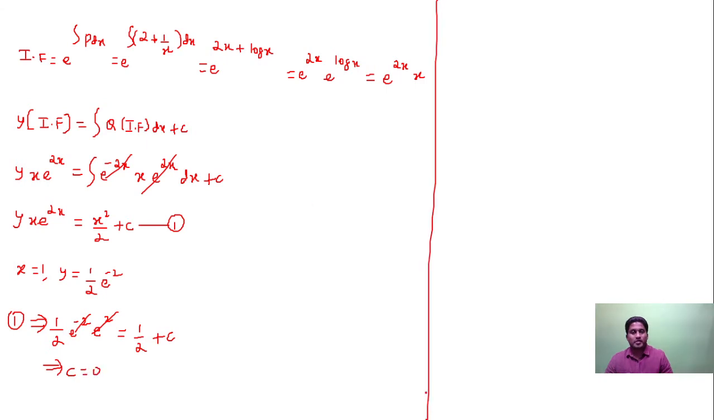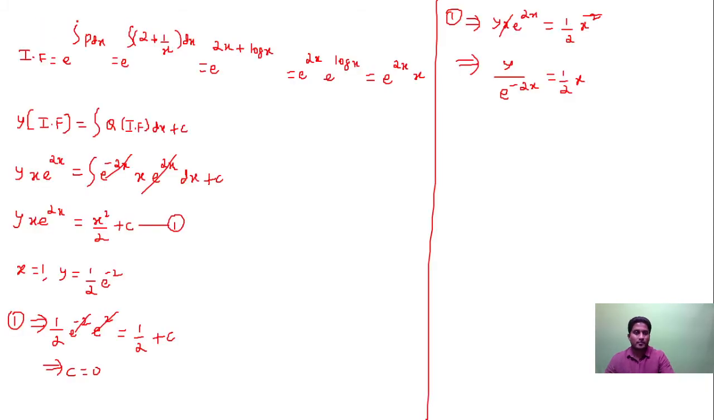Substitute the value of c in equation 1. So equation 1 becomes y x into e to the power of 2x is equal to 1 upon 2 into x square. So this x will cancel with the square. I can write y upon e to the power of minus 2x is equal to half into x. If I cross multiply, you get y is equal to half of x e to the power of minus 2x.